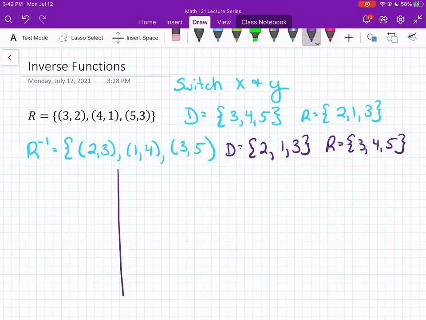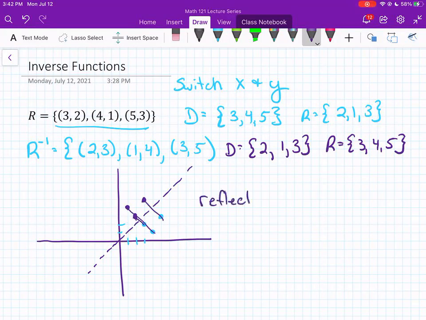When you look at this graphically, I'm going to graph my original relation in blue. I can graph (3, 2), I can graph (4, 1), and I can graph (5, 3). And then if I graph my inverse in purple, I can graph (2, 3), (1, 4), and (3, 5). And what you'll notice is they are mirror images across the line y equals x. Again, this is because we have switched x and y.